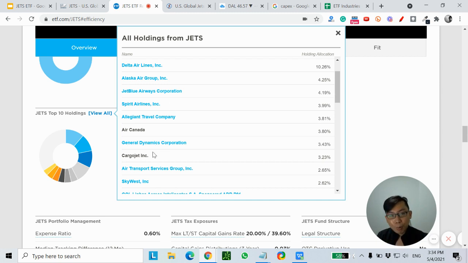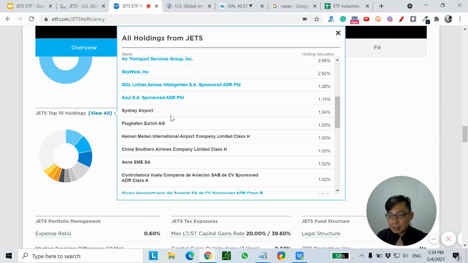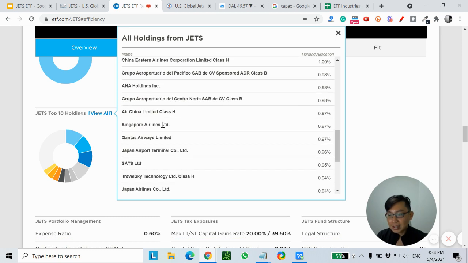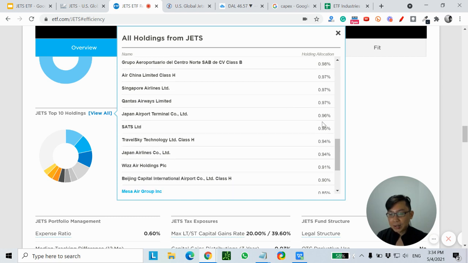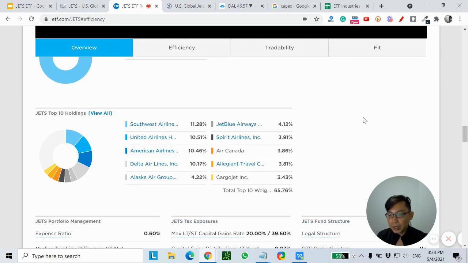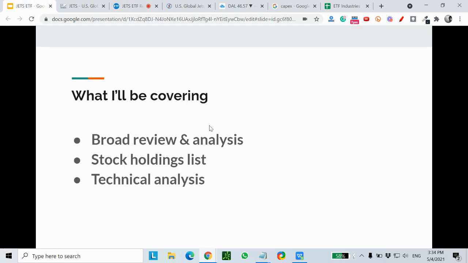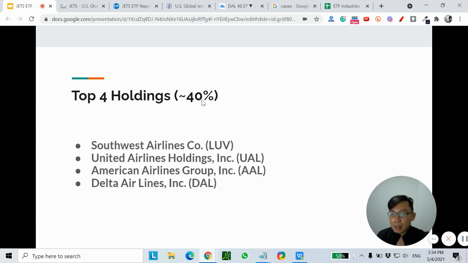Because I'm Singaporean, I'm from Singapore, you can see that interestingly, Singapore Airlines is inside also, at about 1%, and also SATS, at 0.95%, also about 1%. So the top 4 holdings approximate more than 40% already, comprising these 4 companies: Southwest Airlines, United Airlines, American Airlines, and Delta Airlines.